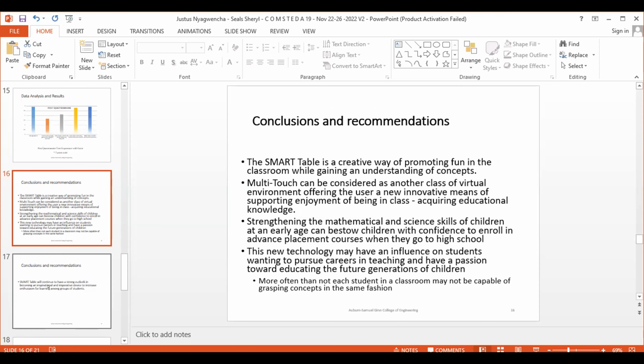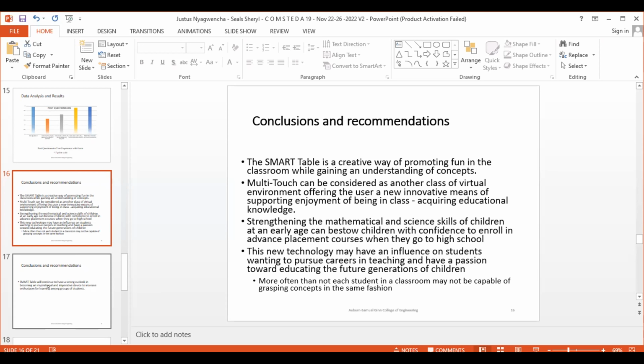In terms of what we found, the recommendation is that the smart table is a creative way of promoting fun in the classroom while gaining understanding of concepts. We also looked at multi-touch technology as a virtual class for supporting whatever idea you want to make enjoyable, so people enjoy it and use it to acquire educational knowledge. Because we used a mathematical scale, we said it can also be used to engage young students, allowing them to play such games.